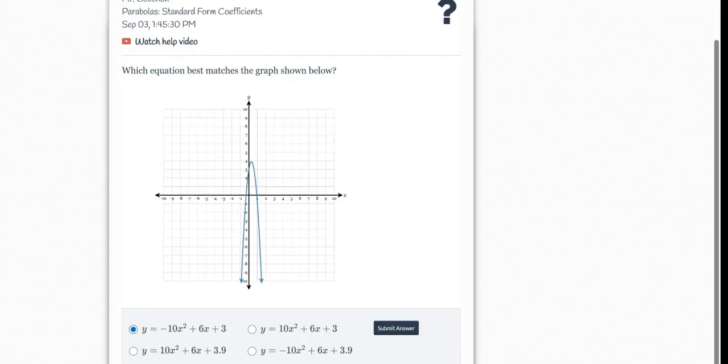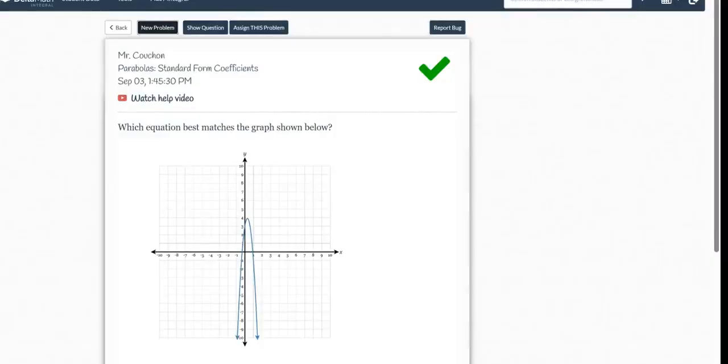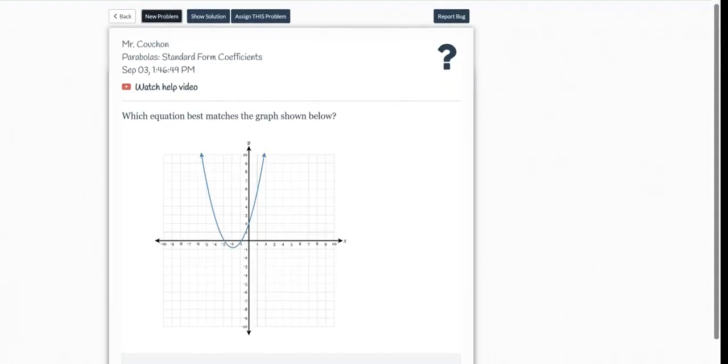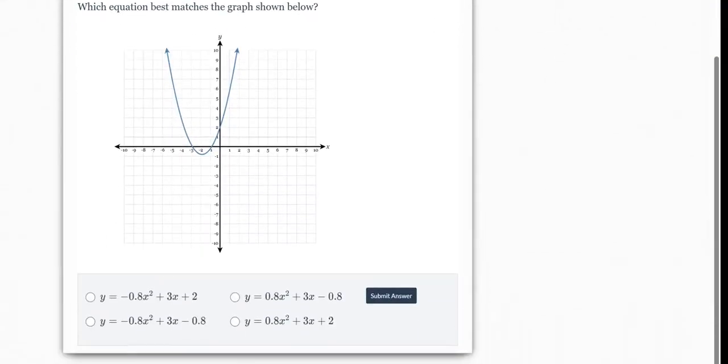So put that one in. So you can see with this exercise, the standard form, parabola standard form coefficients, all you need to do is identify two things. The y-intercept. Okay, the y-intercept here is at positive 2. So already the b and the c choices we could get rid of.